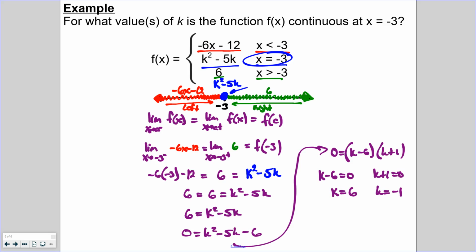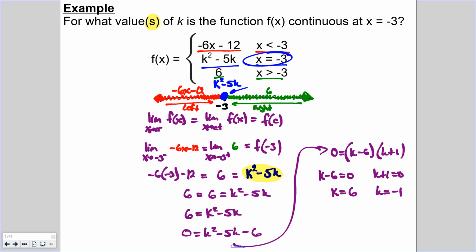Now the question is, are we allowed to have two k values that make this function continuous? And yes, absolutely. Both of these k values will make our expression k squared minus 5k have an output of 6. So therefore it would meet the other two functions. So both of these k values are correct answers, and it even gives a hint of that in the question by having the optional phrasing for what values.